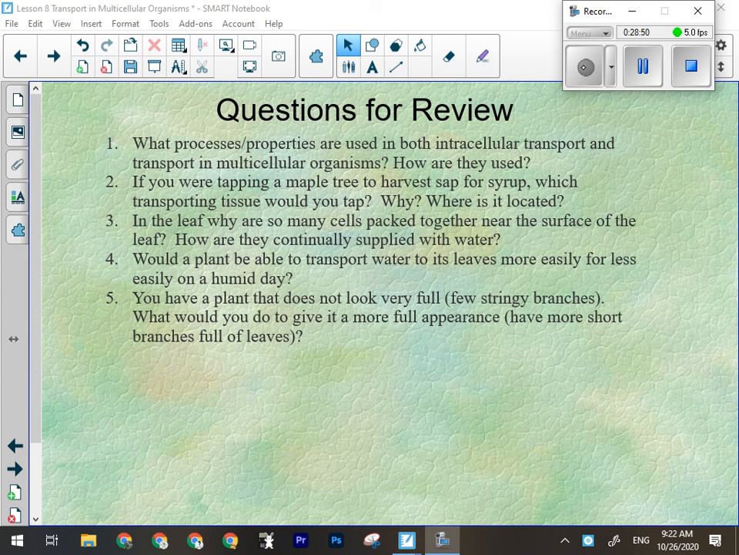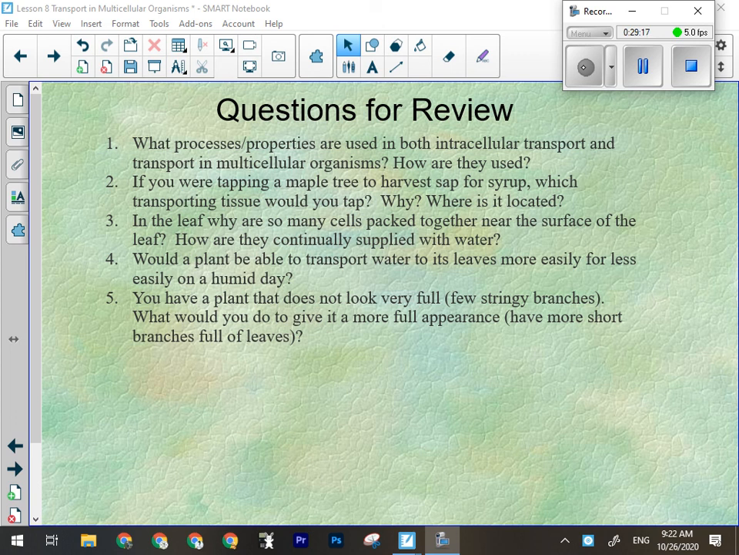Palisade layer. Okay, because the palisade layer is carrying out what process? Photosynthesis. So the more cells, the more chloroplasts you can pack into that area that's really close to the light source, the better, because the more photosynthesis you can carry out. Okay, and they're continually supplied with water because you've got the xylem coming up in the veins into the spongy layer, and if there's water in the spongy layer, it can also move into those cells as well as obviously evaporating out through the stomates.